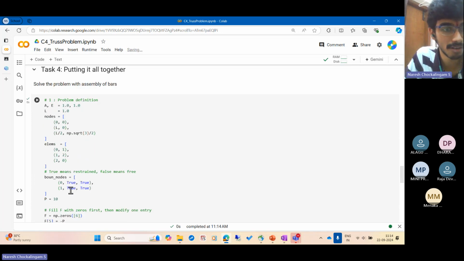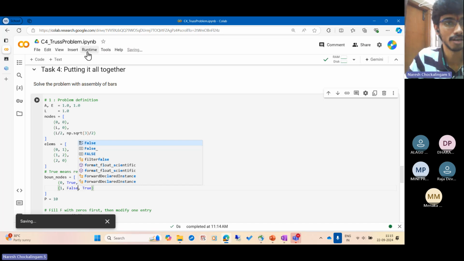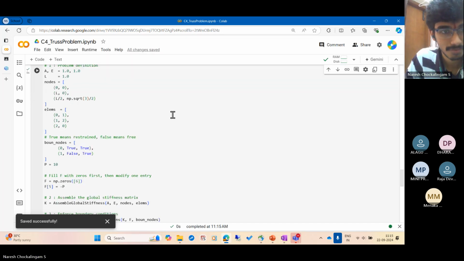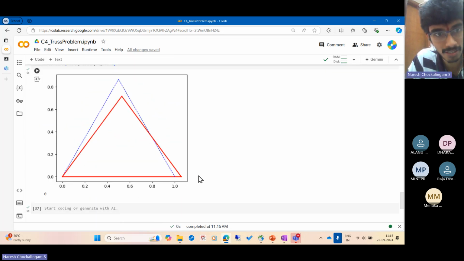And for the previous problem, what do you expect? It has to move to the right side, right? So this will be false. Now I'll run everything. See, that roller is moving towards the right and the top is coming down more than in the previous case.